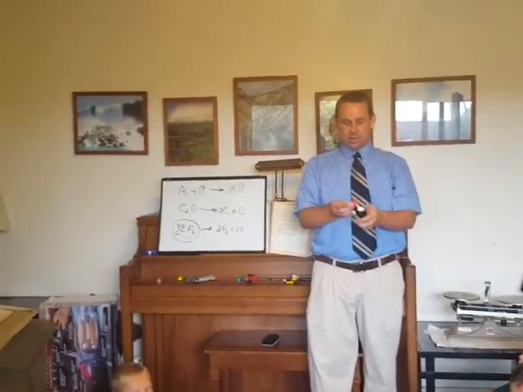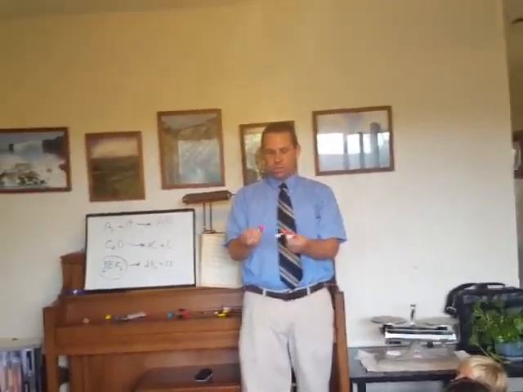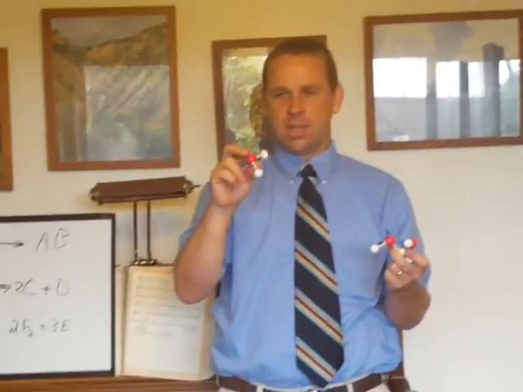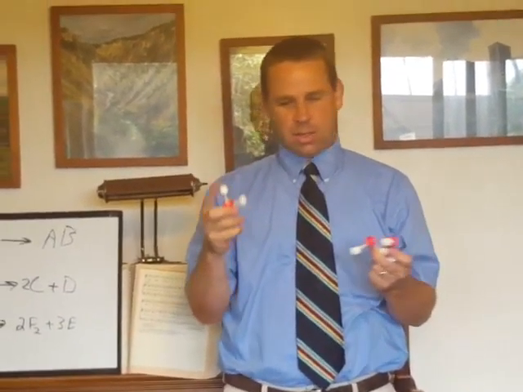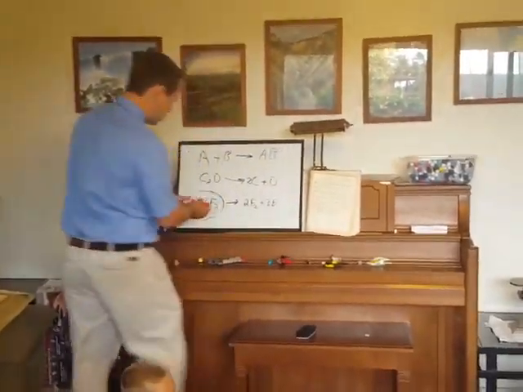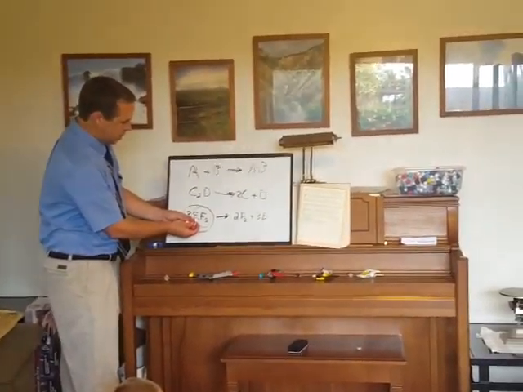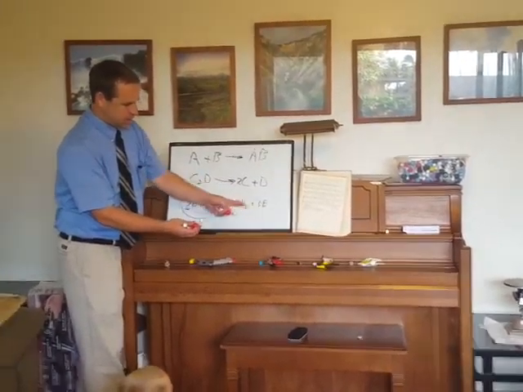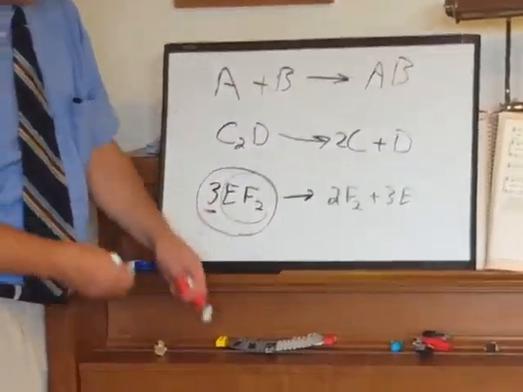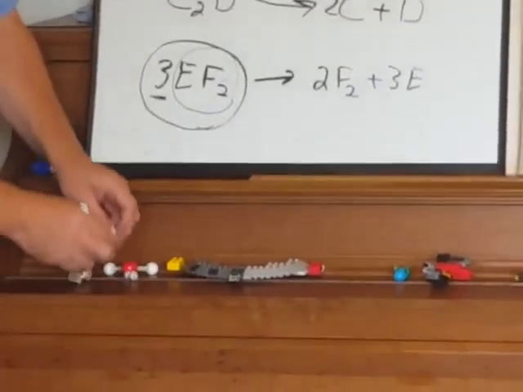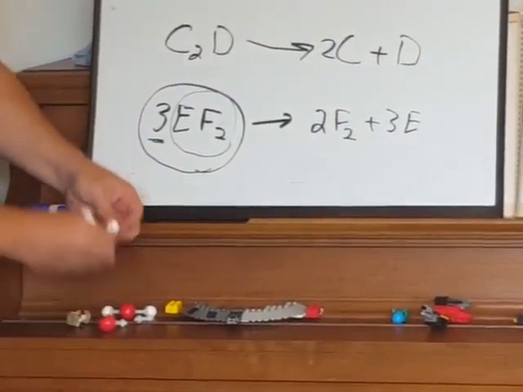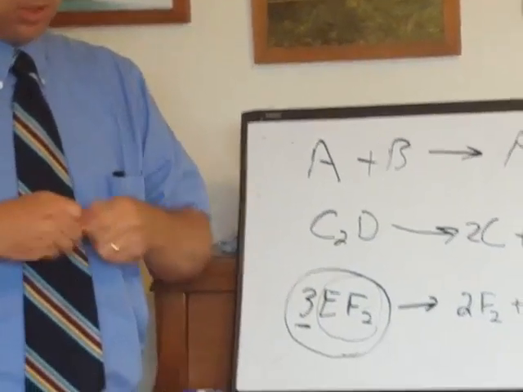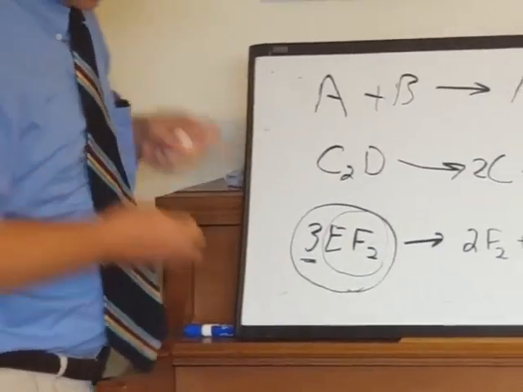What are these? These are 3 EF2s, because this is the E and this is the 2 F's. All right. Now the reaction is supposed to happen. What's supposed to happen here? They decompose, and so all the E's end up being separate, by themselves, and then what happens to the F's? They became little F2s, right? Does that make sense?